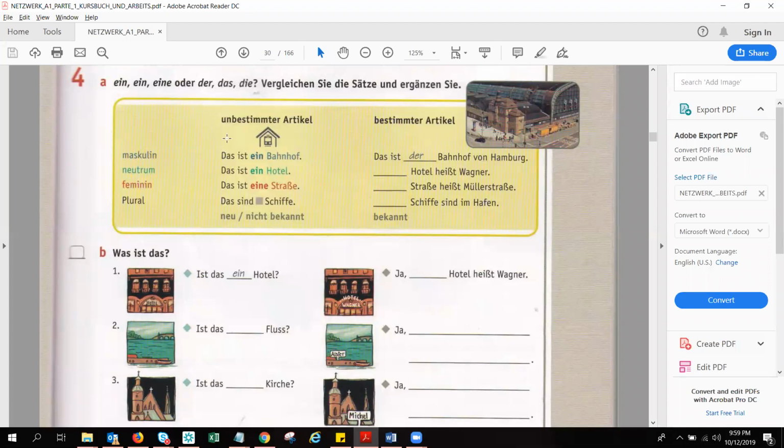Cool. So this is what we have done. Unbestimmter Article is indefinite article. Bestimmter Article is definite. So this we have already done just now.